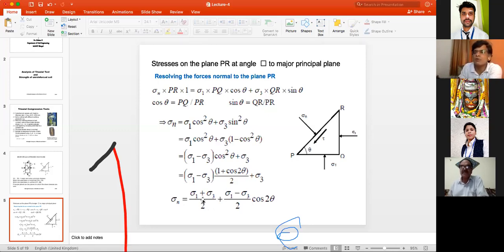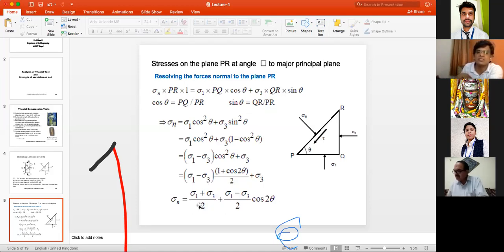Here, (sigma 1 plus sigma 3) by 2 is the mean normal stress. This equation I think we have studied a lot in first year, in strength of materials. That is solid mechanics. We call it solid mechanics here. You might have studied it in the simple stress and strain chapter.